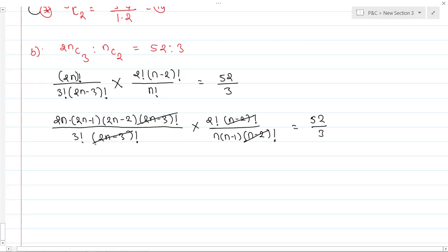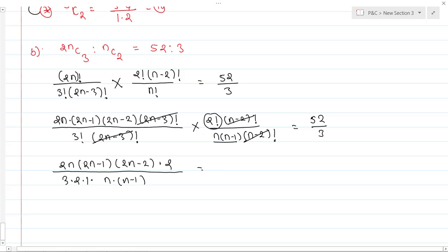Okay, so see what is left here. We have in the numerator 2n minus 1 and 2n minus 2 into this 2 factorial. 2 factorial is nothing but 2, whole divided by 3 factorial, which is nothing but 3 into 2 into 1, into this part, n minus 1. So this is equal to 52 by 3.